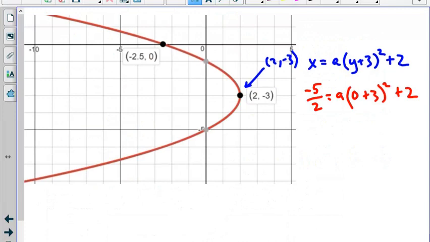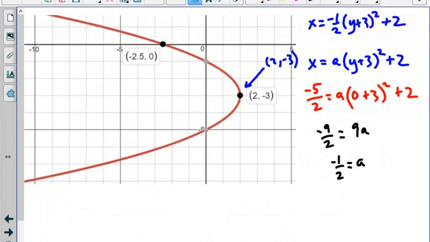So if we solve for a, subtracting 2 from both sides gives us -9/2. 3 squared is 9. Divide both sides by 9, we get a equals -1/2. So our final answer for the equation of the parabola is x equals -1/2 (y plus 3) squared plus 2. So if you're given a parabola where they give you the vertex and another point, write the equation of the parabola with the vertex in it, and then plug in the other point, and then solve for a. Okay, so our objective there was to solve for a.